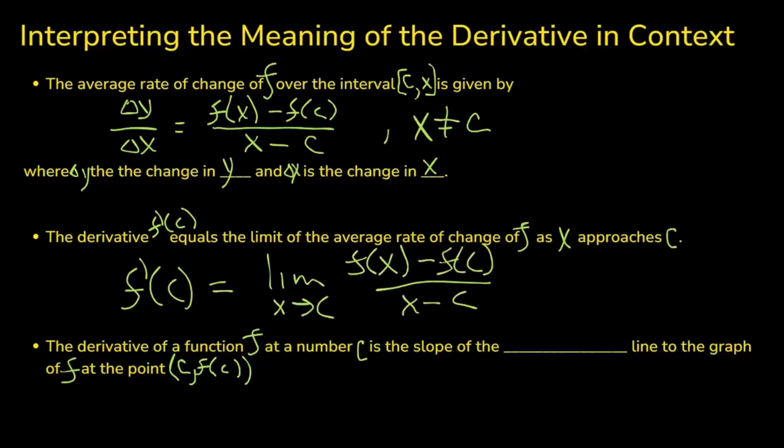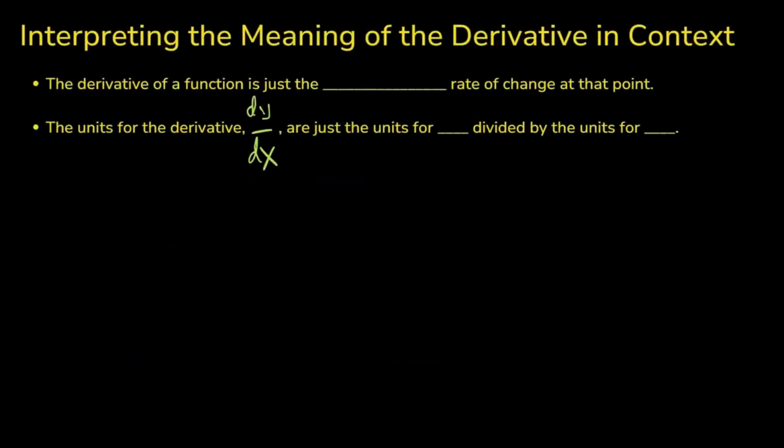Now, the derivative of a function f at the number c is the slope of the tangent line for the graph of f at that point. Now, we have to remember that the derivative of a function is just the instantaneous rate of change at that point. Another important tip is the units for the derivative, if you think of it as dy dx, are just the units for y divided by the units for x. And this applies to the second derivative as well.